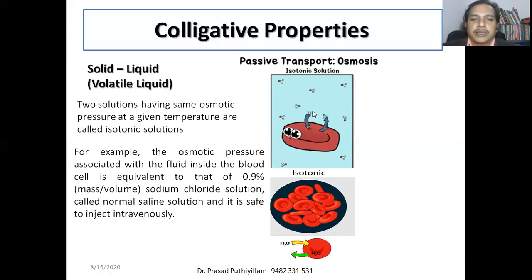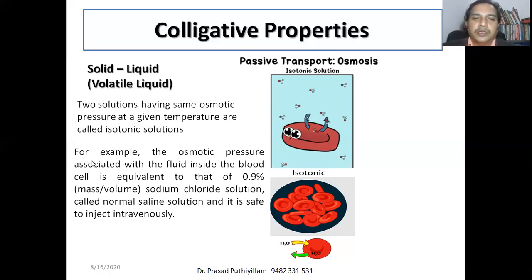Here the brine solution is 0.9 percent mass by volume of sodium chloride. If we use it for injection purposes, we have to use 0.9% sodium chloride solution. Otherwise, the blood cell will not be normal. It will not be the isotonic case.